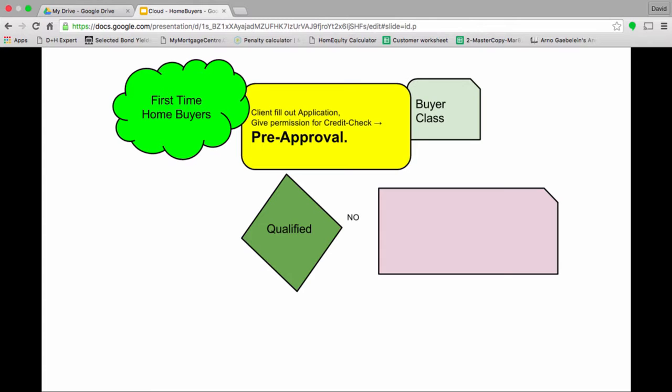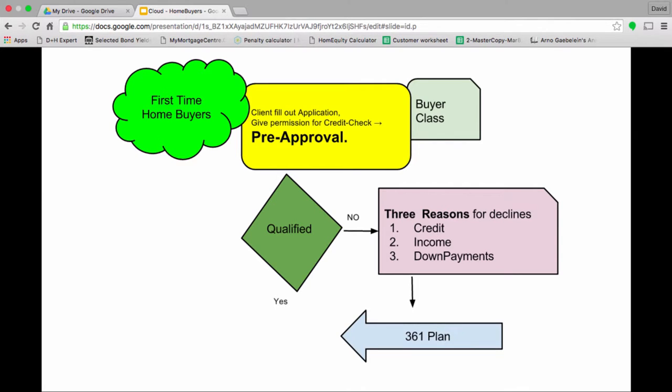So let me start with a no. Let's say they don't. Why don't they qualify? There are only 3 reasons for decline. One is credit, or more so bad credit. 2 is income, or the lack of income for the mortgage amount they're looking for. And the 3rd reason is maybe they just don't have the down payment to do the mortgage with. Well, any of these 3 reasons may have a solution.